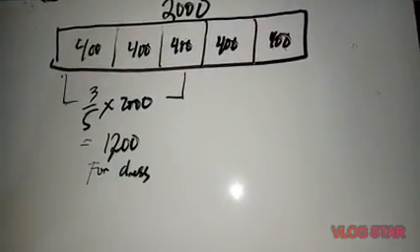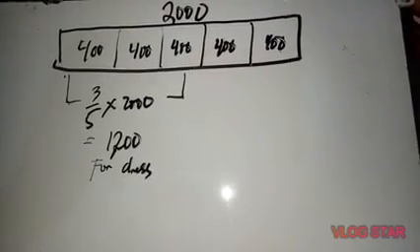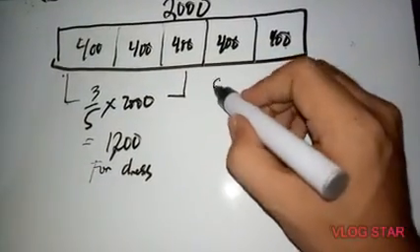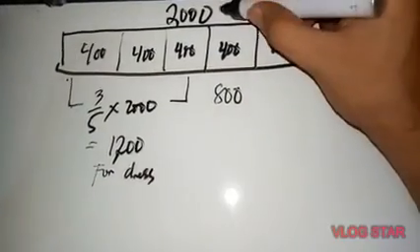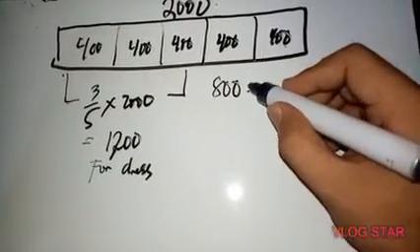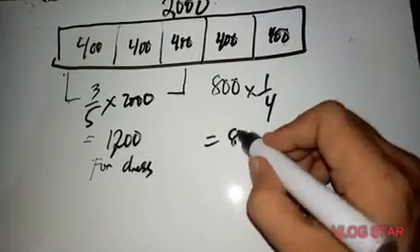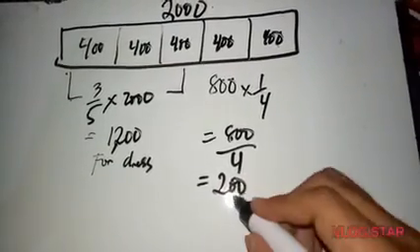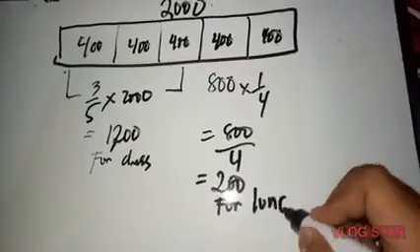And the next question is, she spent 1/4 of the remainder for lunch. So we can see that she still has 800 pesos remaining from 2,000. So 1/4 of 800. So 800 times 1 is 800 divided by 4. The answer is 200. It means that she spent 200 for lunch.